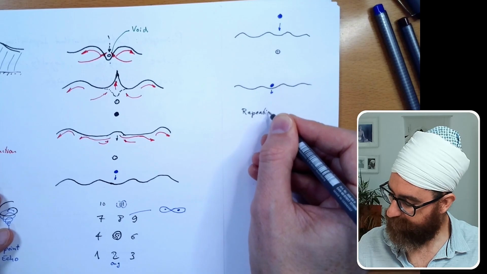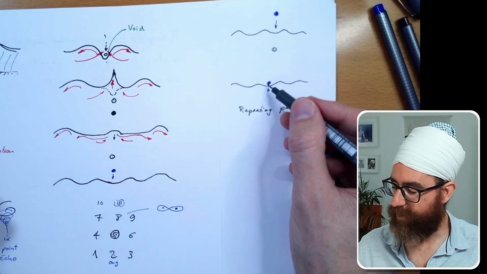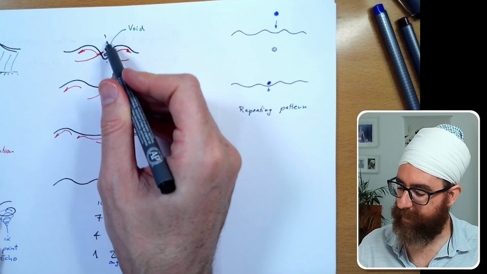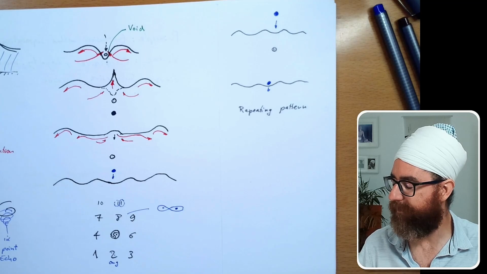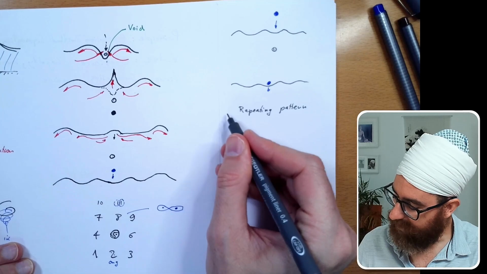It's a repeating pattern. So the drop of water will fall down, there will be an emptiness, and the water will come in, and it will go up again, and it will come back again, and it will repeat, and repeat, and repeat. And it's very interesting that this repeating aspect is associated to the third aspect, the Kar, yeah?